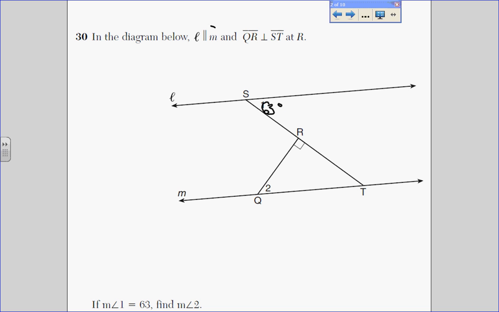Okay, so you're told here that line L is parallel to line M. With these kinds of problems, when you are given parallel lines, your first instinct should be alternate interior angles. Now, there are other types of angles that are formed by parallel lines cut by a transversal. For example, you can also have alternate exterior angles, corresponding angles, same side interior, same side exterior, in addition to alternate interior angles. But most of the time, it's alternate interior angles you should look for. And if it's not alternate interior angles, then it's corresponding angles.